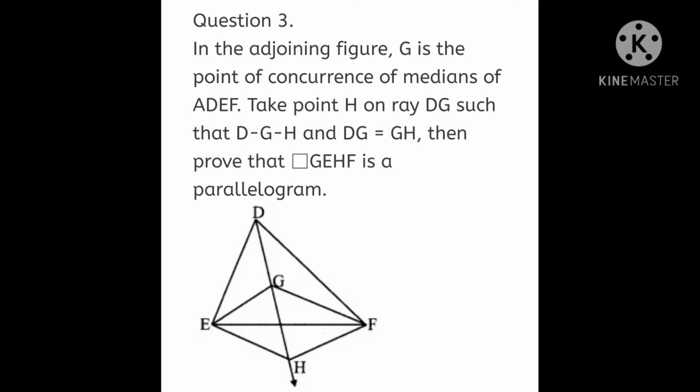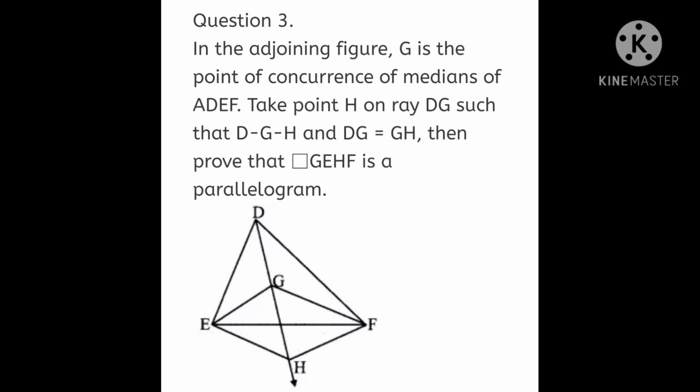Okay. Next is question number 3. Question number 3 is, in the adjoining figure, point G is the point of concurrence of medians of triangle DEF. Okay, point G is the point of concurrence of medians. You know that the point of concurrence of medians is called the centroid, and the centroid is represented by point G.